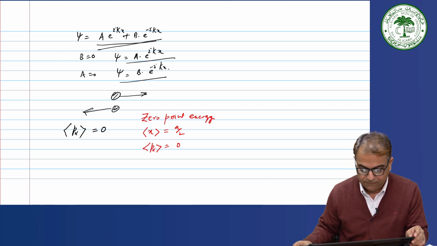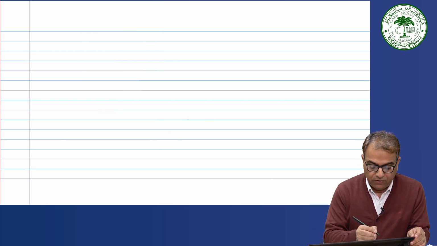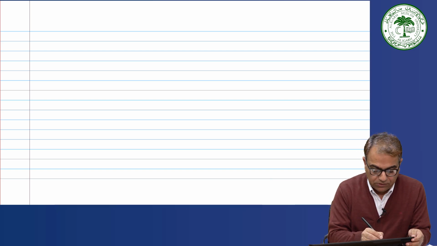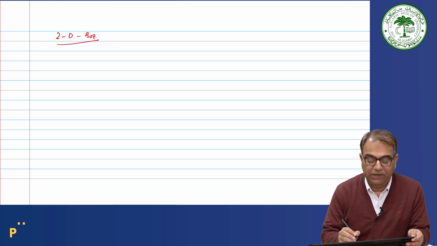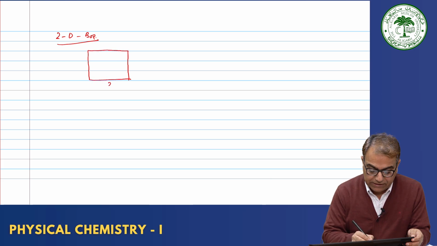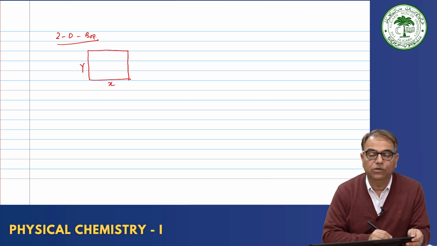If I extend the concept of a particle in a one-dimensional box, we can go for a two-dimensional box also. So if you go for a 2D box, what will happen? It means the particle is free to move on a surface. 2D means it is a surface. So instead of only the x-axis, now you have the y-axis also.